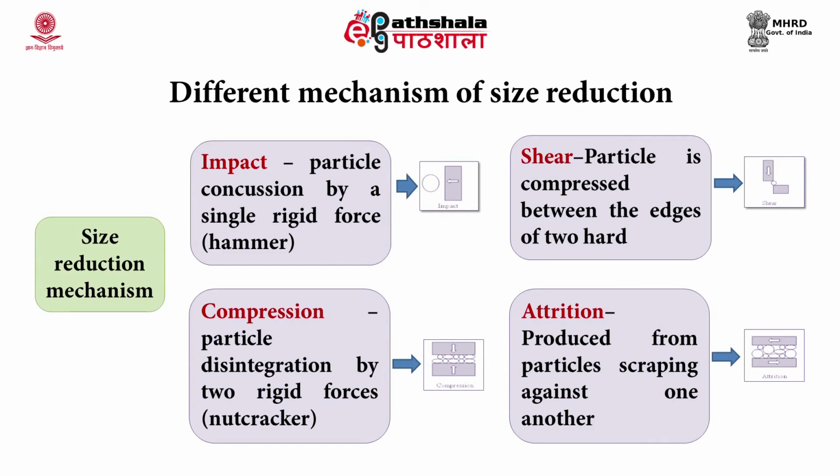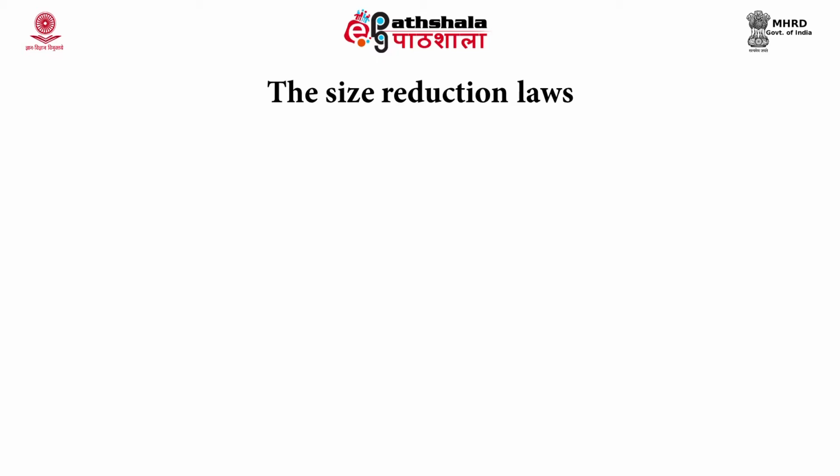The third type of mechanism is shear. Shear is where the particle is compressed between the edges of two hard surfaces. The last one is attrition. Attrition is a process where particles are produced from scrapping or collision against each other. Now, let us look into the various laws which govern the size reduction process.